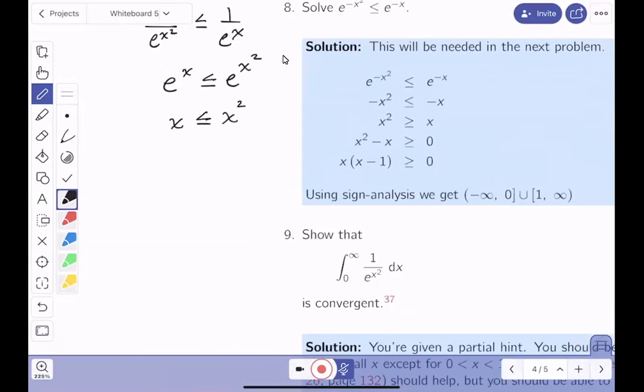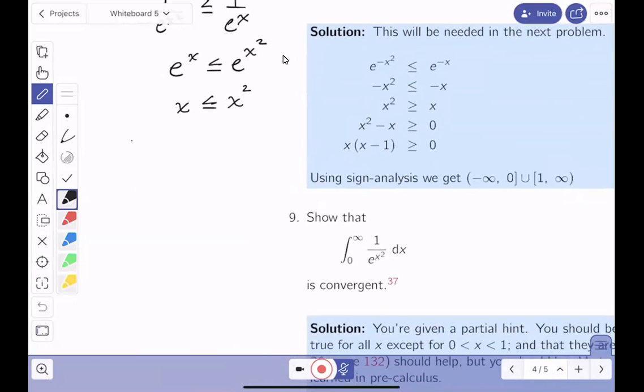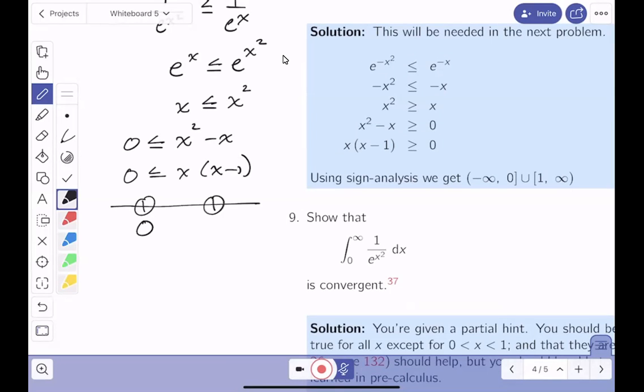Then what am I going to do? I'm going to go back in 119. What I did in 119, I would have made this 0. This would be x squared minus x, 0, x minus 1. I'd put a number line down, list the zeros at 0 and at 1. Well, at 0, it's true. At 1, it's true. And then I got to do sign analysis.